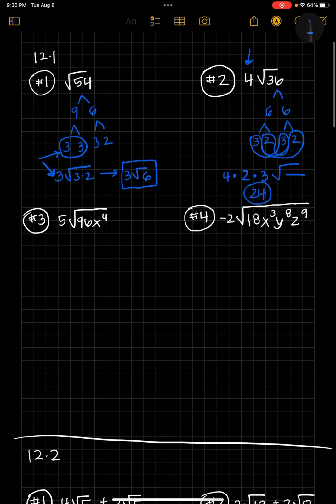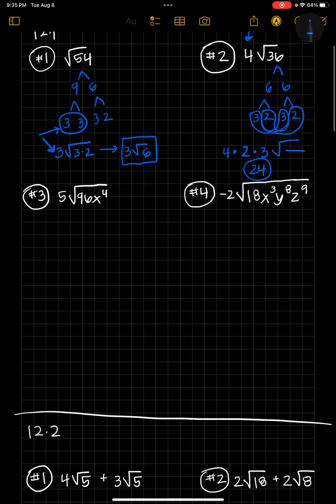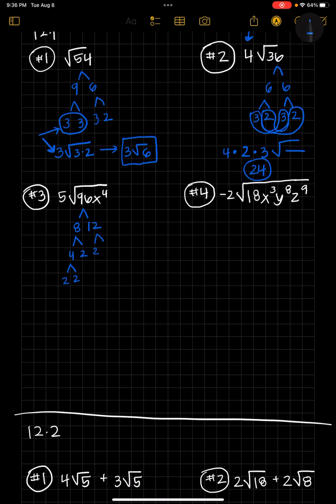Okay, so the last 2 examples on here have variables in them. We're going to treat them the same, and then I'll show you how to deal with the variables. So I'm going to start with the 96, and I'm going to do 96 is 8 and 12. 8 is 4 and 2, and then 4 is 2 and 2, but I can't break up the other 2. 12 is 2 and 6, 6 is 3 and 2.